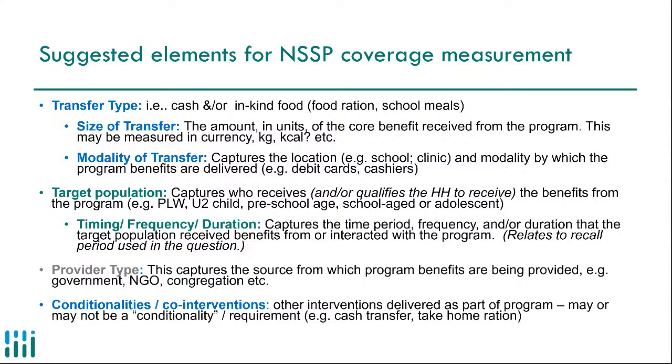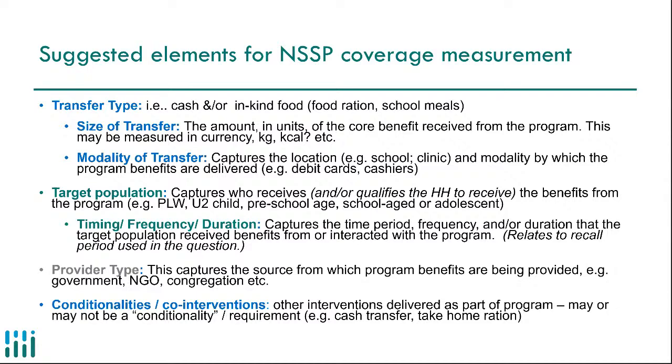The target population captures who receives and or qualifies in the household to receive the benefits from the program. So this would be, for instance, a pregnant woman, an under 2 child, perhaps a preschool age child, or a school age child or adolescent. The timing, frequency, and duration. So this captures the time period, the frequency and or duration that the target population received benefits from or interacted with the program. So I'll show you an example what that looks like in the next slide.